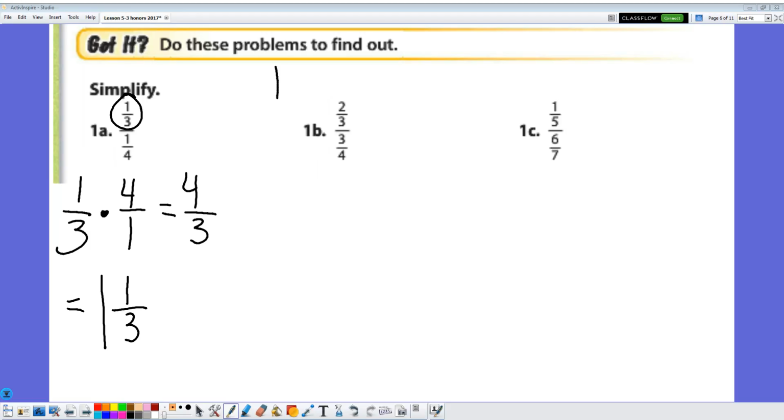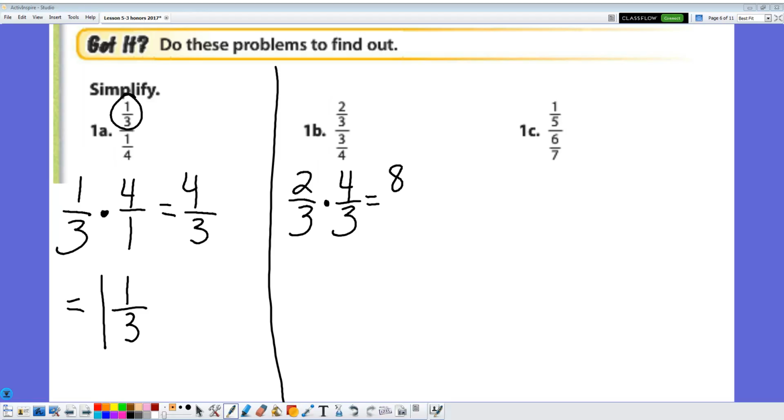Okay, again with B, I'm going to do the same thing. I'm going to keep the numerator, change division to multiplication, and now I need the multiplicative inverse of 3/4, which is 4/3. So 2 times 4 would be 8, and 3 times 3 would be 9. So I have 8/9, and I can't simplify that answer. Okay, so that is going to be my answer.